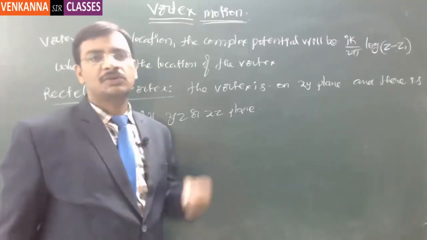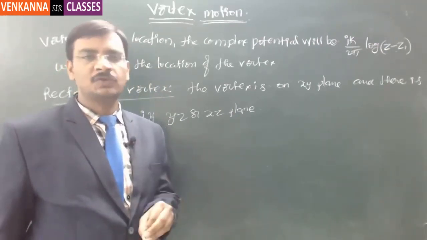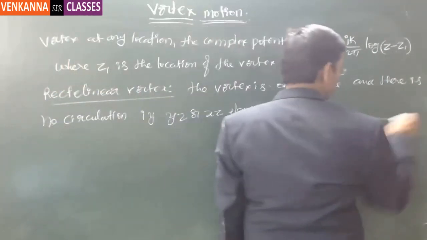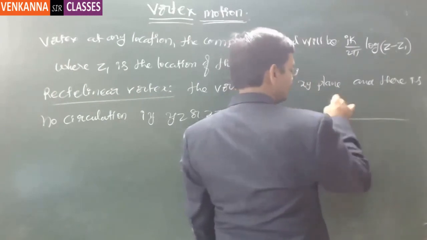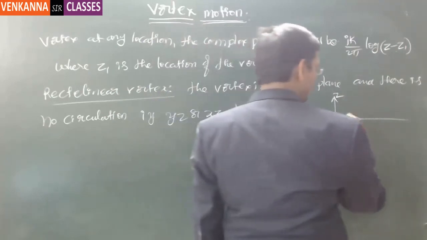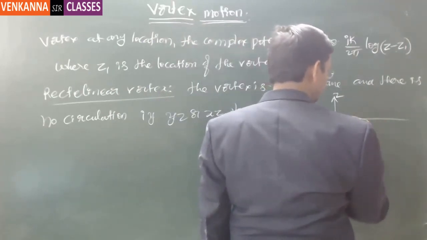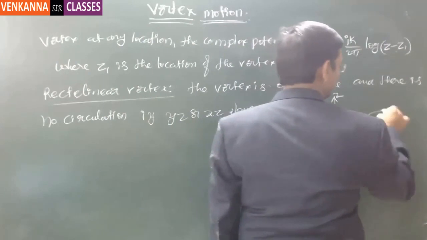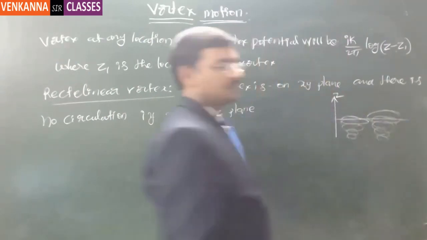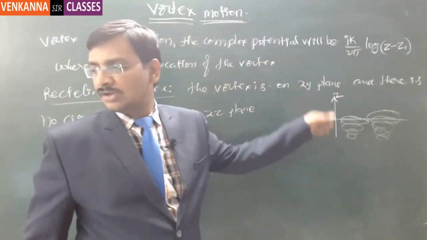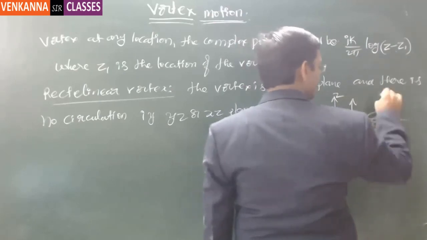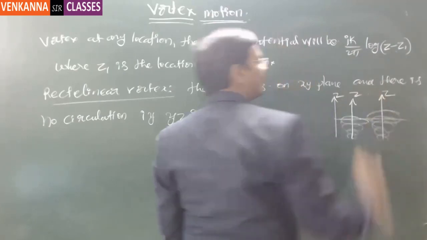Normally, whatever vortex we see in any fluid, that is a rectilinear vortex. What it means for us: suppose this is the xy plane and this is the z axis. If there is a vortex on this z axis, the vortex will be here like this. So this is how the vortex will be. Now if you notice, the axis is always the z axis. So the vortex axis here is the z axis.